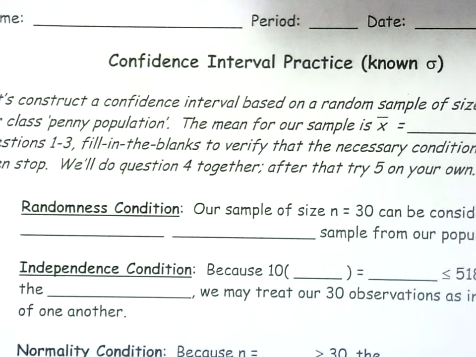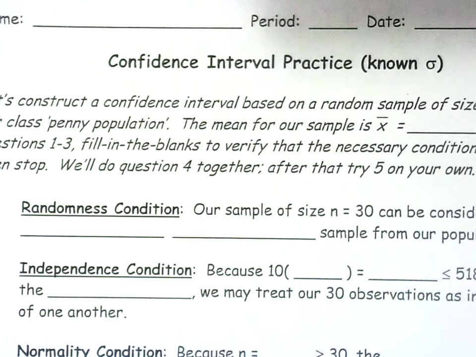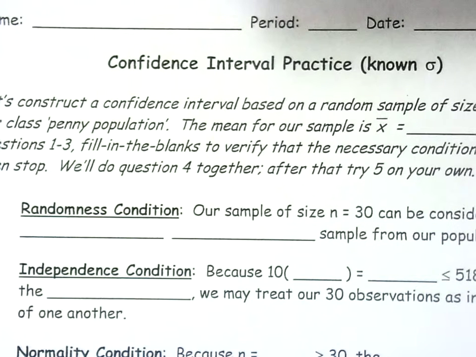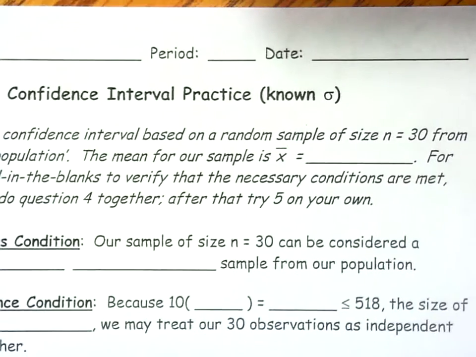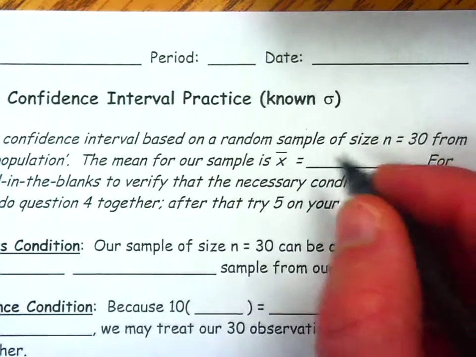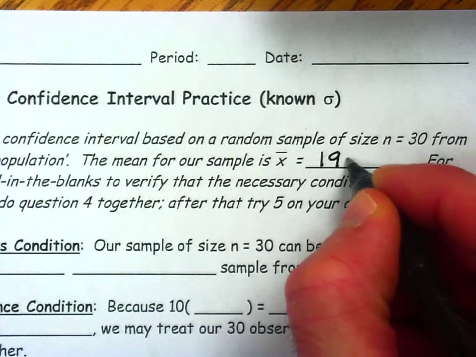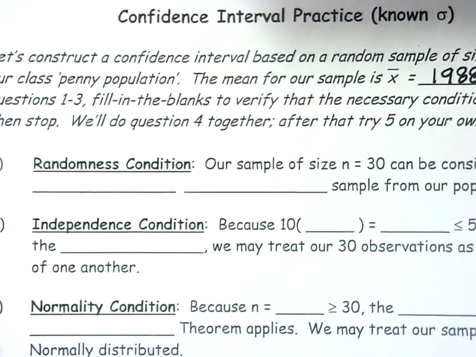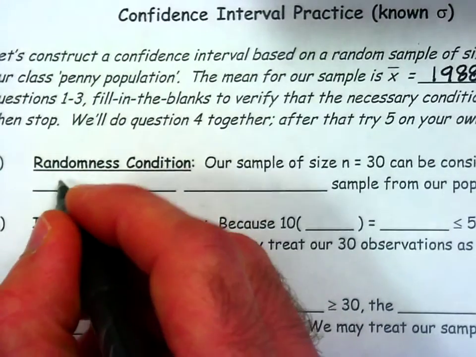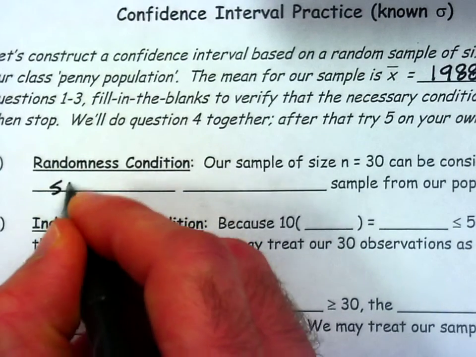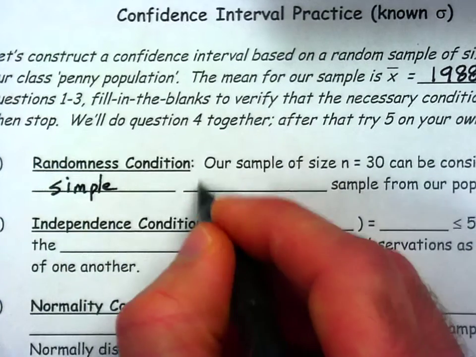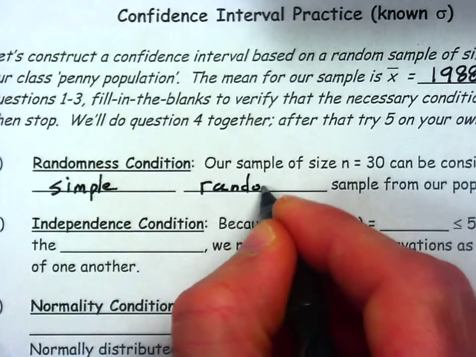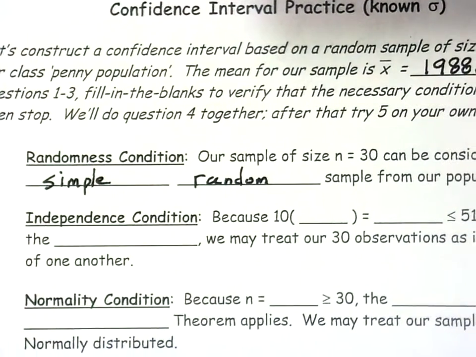Hi guys, let me take you through this example again, where we're trying to build a confidence interval for the true mean date in our penny container. We took in class a simple random sample of size 30, and the mean we got was 1988.4. So the randomness condition is met. Our sample can be considered a simple random sample from our population.